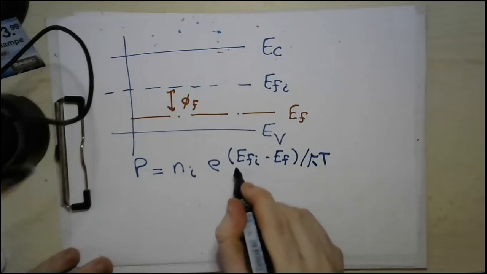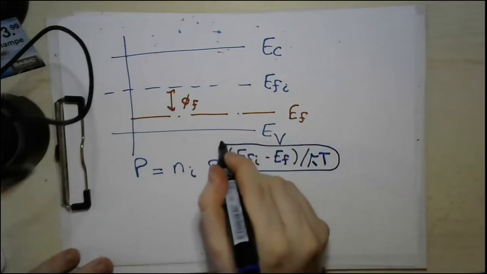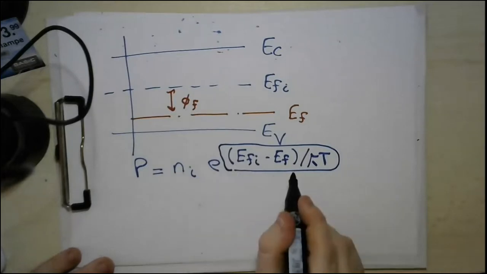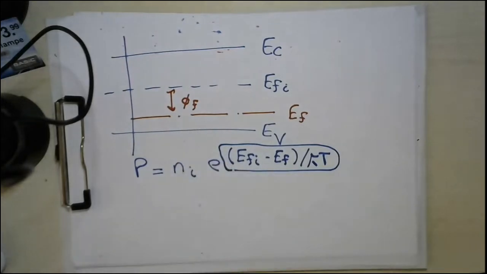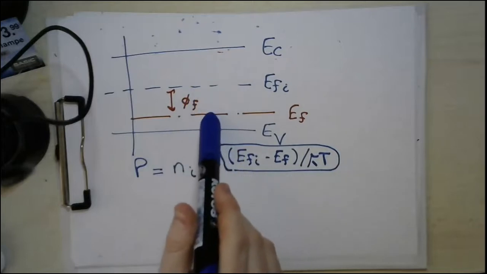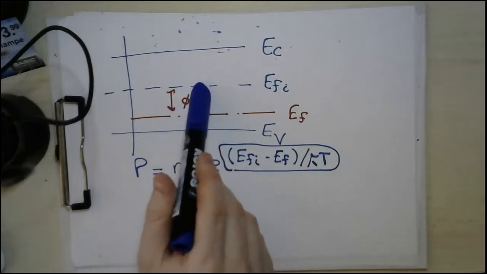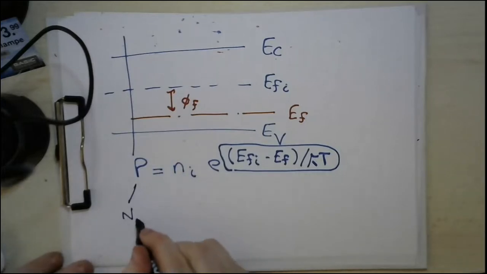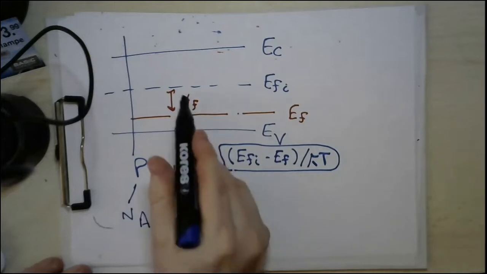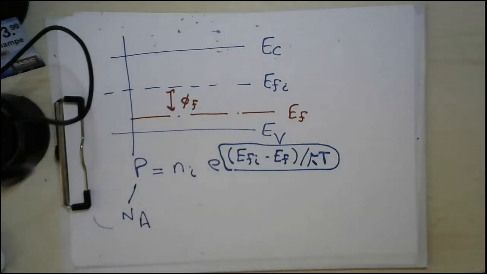Actually, this term, which is EFI minus EF, is simply this phi F. So this is a well-known term from our perspective, and we just call it phi F. Whenever the doping, which is Na, increases, because this P is simply Na, you simply increase the phi F, and vice versa. So this is the first term.